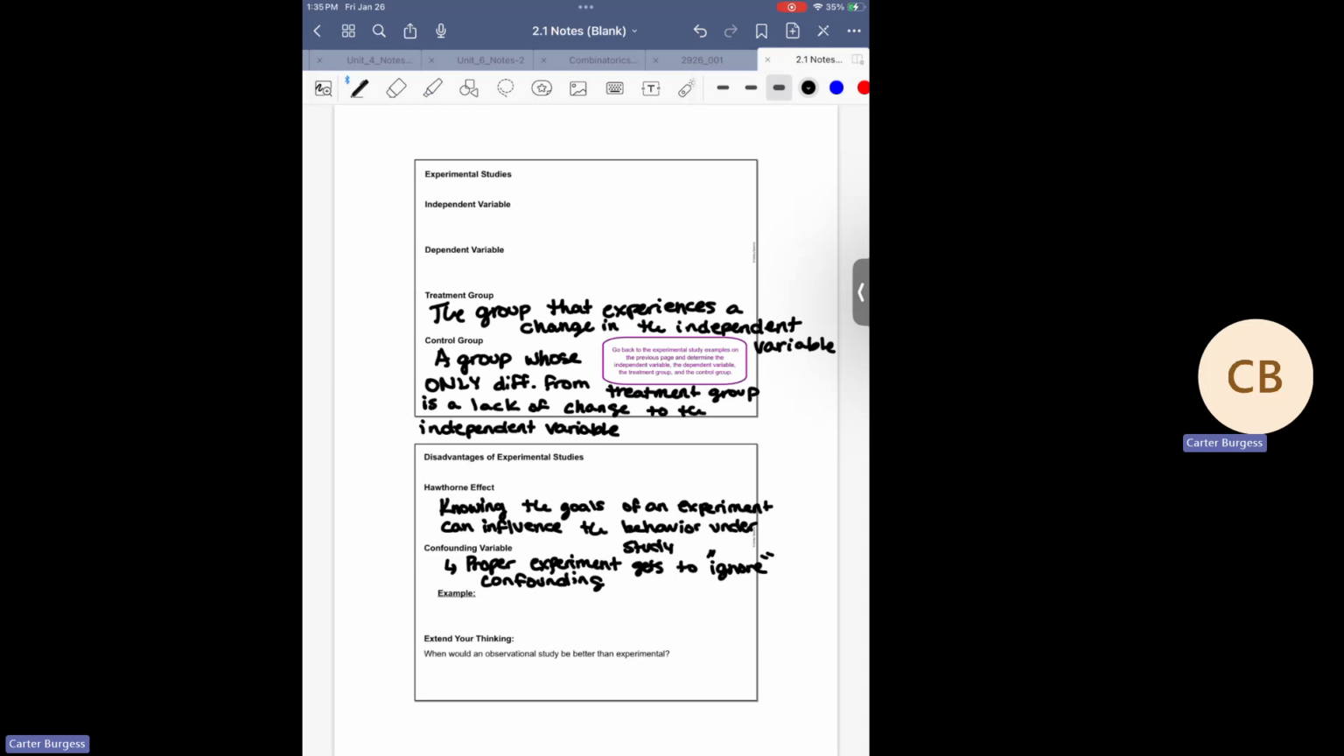Now, as far as the strength of our result, to this little blurb at the end, when are observational studies better than experimental studies? Experimental studies are always going to be stronger than observational. They can't be worse than observational. But there are some limits to what we should probably be allowed to do for an experiment.